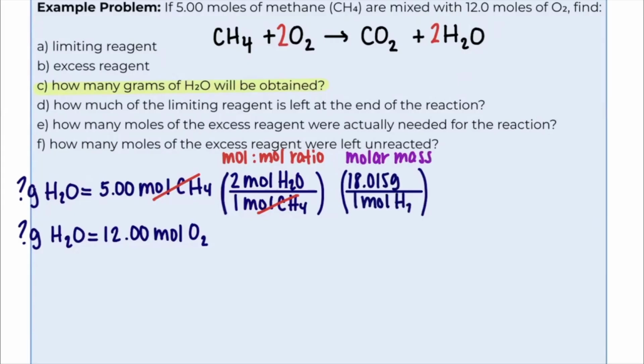And you put the 1 mole of H2O at the bottom so you can cancel out the moles of H2O that you had from the previous step. So the last unit that hasn't been canceled is the grams of H2O, which is what we want, right?